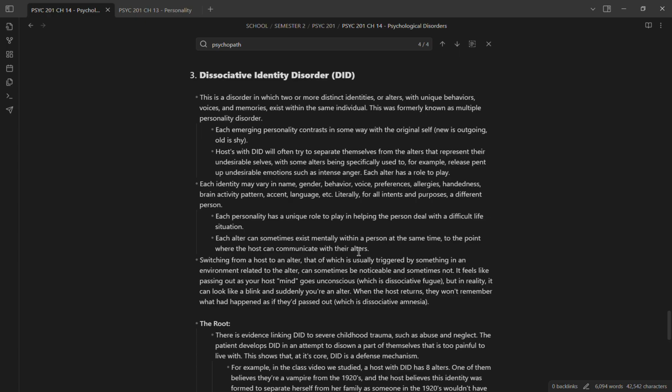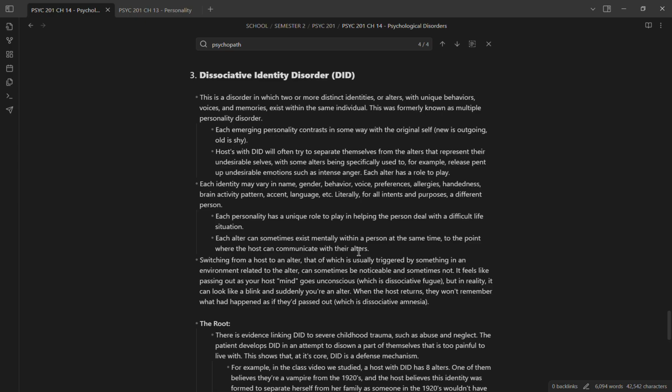Each identity can vary in name, gender, behavior, voice preference, allergies, handedness, brain activity, accent, language, whatever it may be. Literally, for all intents and purposes, they are a different person. Each personality has a unique role to play in helping the person, the host, deal with a difficult life situation. Each alter can sometimes exist mentally within a person at the same time, to the point where the host can communicate with their alters, but this is not always the case.